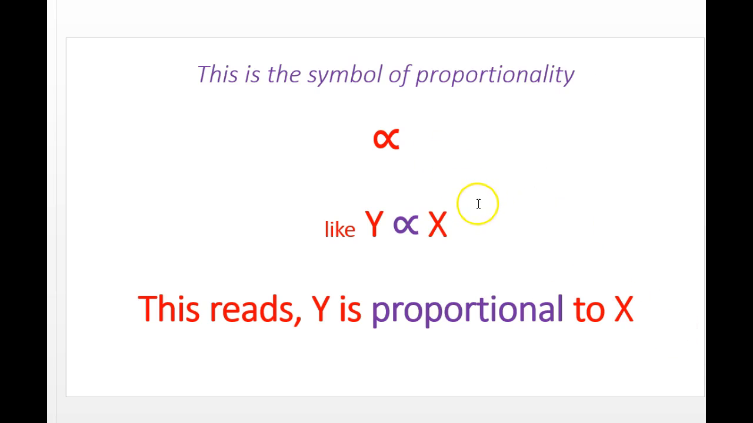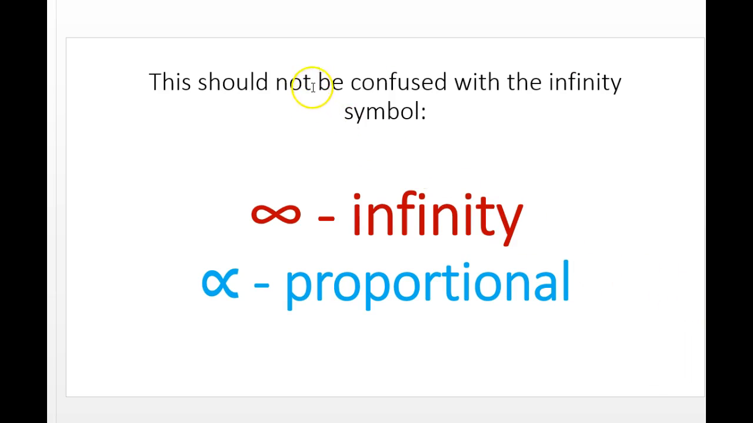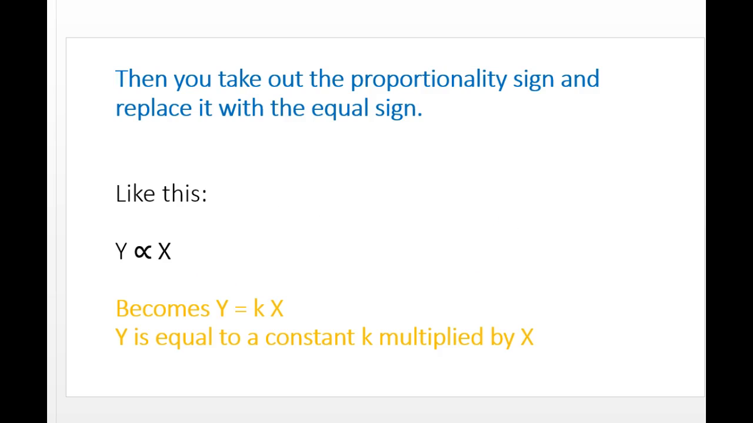This is a symbol for proportionality. So it means that, like in this example, y is proportional to x, right? Y is proportional to x. That's how it's read. And the symbol, even though it looks pretty similar, should not be confused with the symbol for infinity. The symbol for infinity is different, but there is some similarity. And especially when they're written very, very small, there could be some confusion.